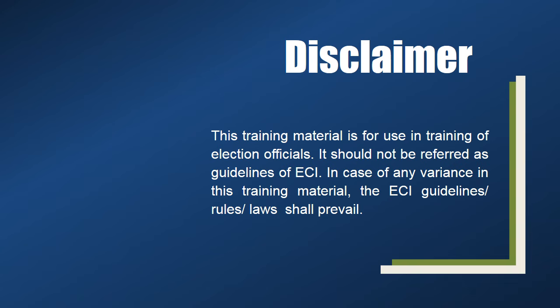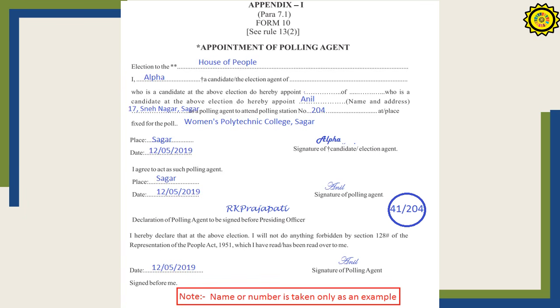Disclaimer: this training material is for use in training of election officials. It should not be referred to as guidelines of the Election Commission of India. In case of any variance in this training material, the ECI guidelines or rules or laws shall prevail. The names or numbers used in this video are just to explain different formats. They are taken as an example to discuss various formats.